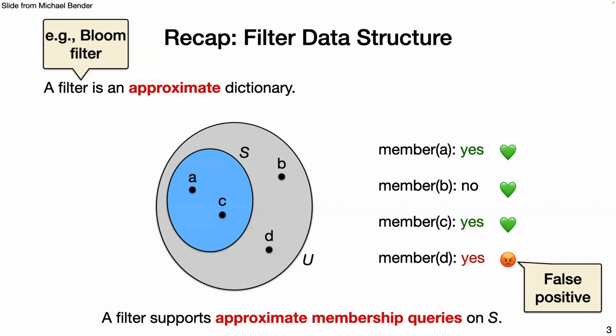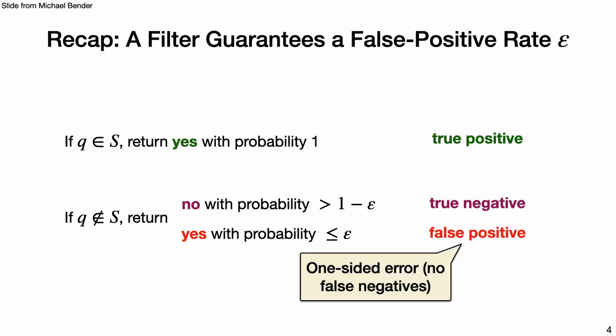And so a filter has these approximate membership queries where you may get false positives, but never false negatives. So like I said, if you query for some element that is in your set, you get the answer yes with probability 1. That's called a true positive. And if you query for something that is not in your set, you return no with probability at least 1 minus epsilon, where epsilon is some error parameter, and you get yes, which is wrong, with probability up to epsilon. And epsilon is a user-defined parameter, and people usually prove bounds in terms of epsilon. Do people remember this?